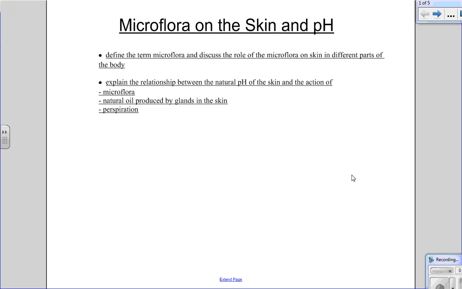Alright, so today we're going to talk about microflora on the skin and pH, how they work together. Now, again, we'll go into what microflora is, and then how it lives with our skin. It's essential for us. So, the dot points coverage there is define the term microflora, discuss the role of microflora on skin in different parts of the body, and explain the relationship between pH of skin and microflora, oils, and perspiration.